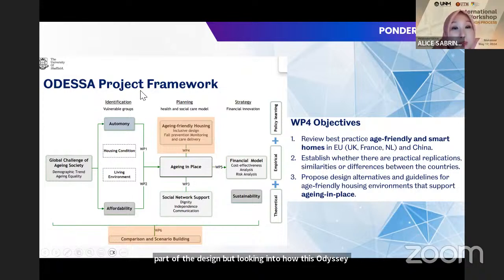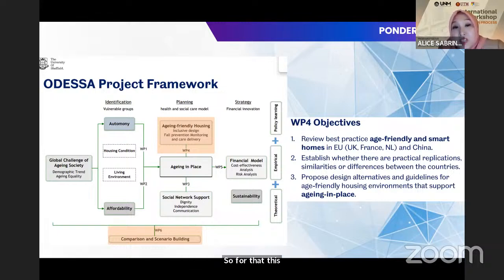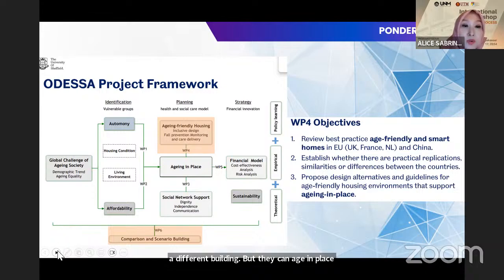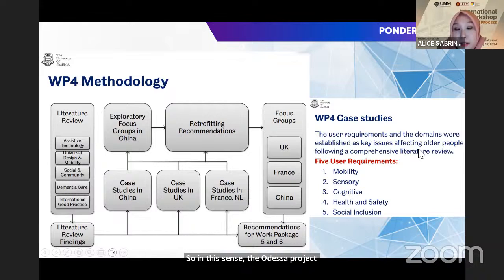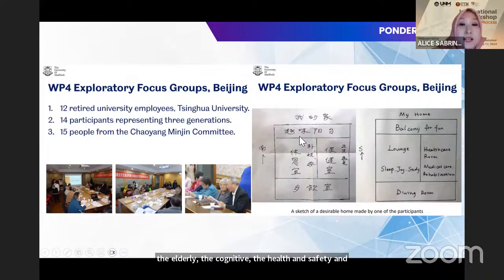If you look into the Odessa project framework, they are not talking about building new buildings for elderly housing. They are talking about the concept of retrofitting. I hope all of you know what retrofitting is all about. Retrofitting means that you are creating something with existing things. And aging in place is about how you retrofit this design within the house that you live in. So these elderly don't have to move out to a different building, but can age in place. In this sense, the Odessa project framework is about retrofitting recommendations. They look at mobility, the sensory needs of the elderly, the cognitive, health and safety, and also social inclusion.